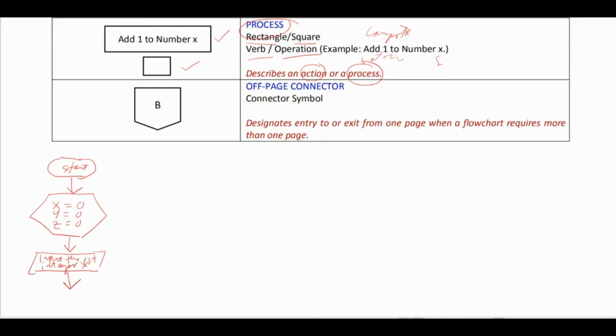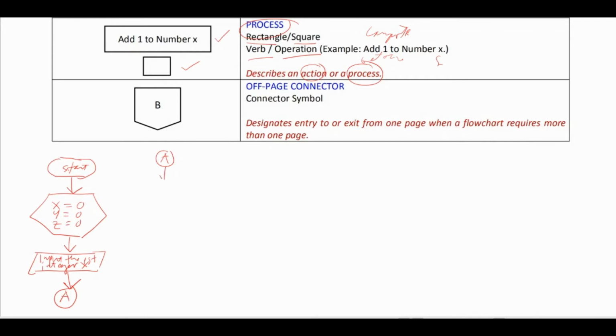Next, we have no more space here, so maybe we could use an on-page connector. Then we continue here. Take note, this is an on-page connector. If you go on another page, another paper, then we cannot use an on-page connector. This is our exit point of the flowchart subsection, and this is the entry point of the flowchart subsection.